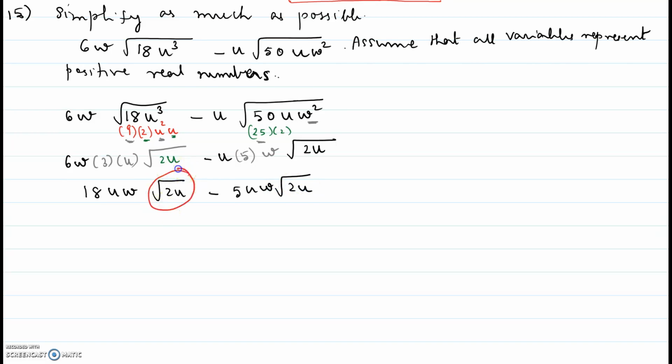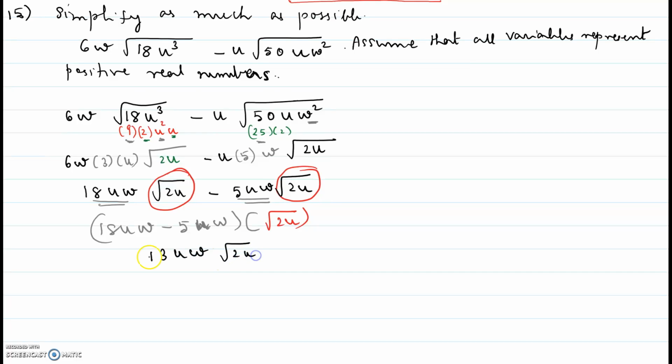If you notice now, here we have two terms, and both are like terms. They are like terms with the square root of 2u. So we are going to take the terms outside the radical, which is 18uw minus 5uw, times the square root of 2u. 18uw minus 5uw will be 13uw times the square root of 2u. That is how much you can simplify. Hope this video helps.